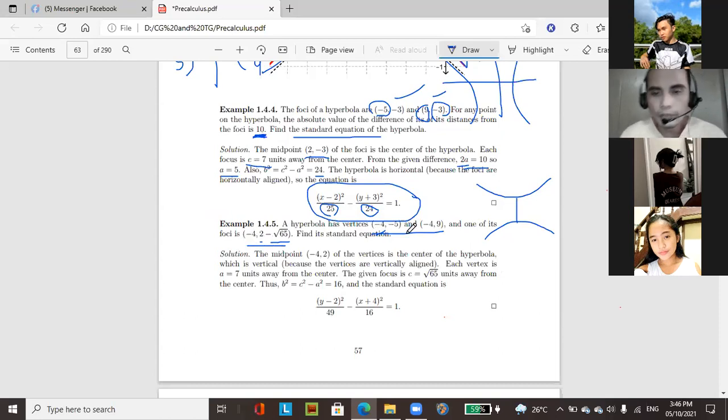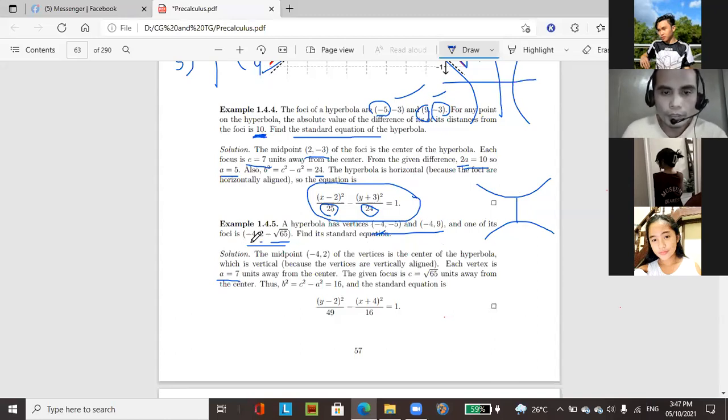From the given coordinates of the vertices, the distance from vertex to vertex is equal to 2a. Again, it goes from -5 to 9, so a is equal to 7.